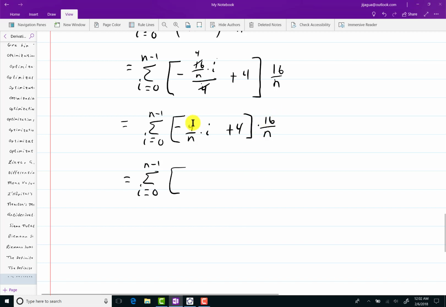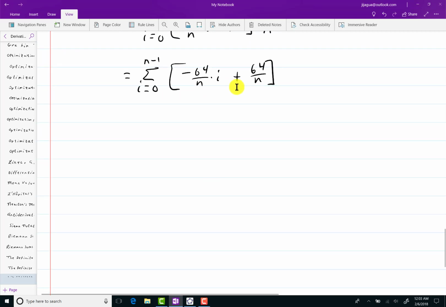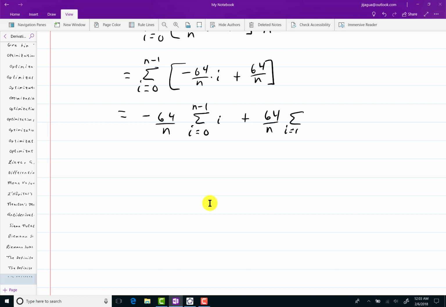All right, 16 times the 4 will give us a negative 64 over n times i plus 64 over n. And then I'll be able to break this up and take these numbers out front in the following fashion. I'll have a negative 64 over n times the sum, i equals 0 to n minus 1, of i plus 64 over n summation, i equals 0 to n minus 1, of 1.